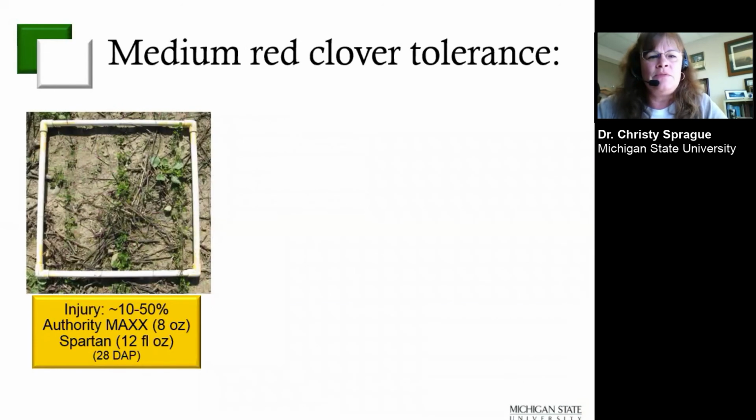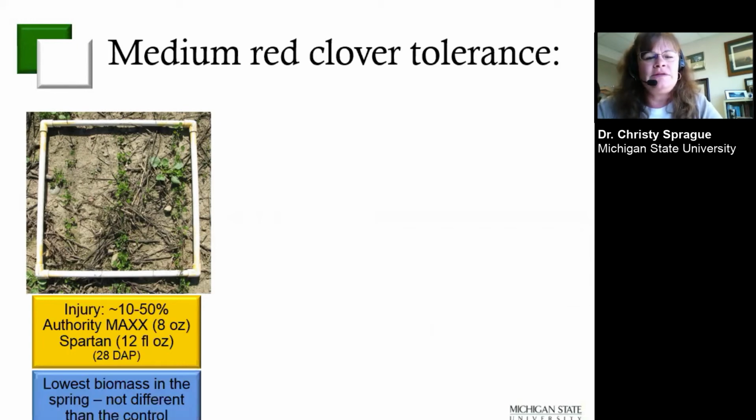When we looked at medium red clover, we had a little bit wider range in injury, 10 to 50%. And again, it was really just looking at those 2 herbicides that caused that injury. So there was a lot of very safe herbicides. The 2 where we saw injury was Authority Max, and then again, a high rate of Spartan, which would be 12 fluid ounces per acre. And this would have been 12 or 28 days after planting.